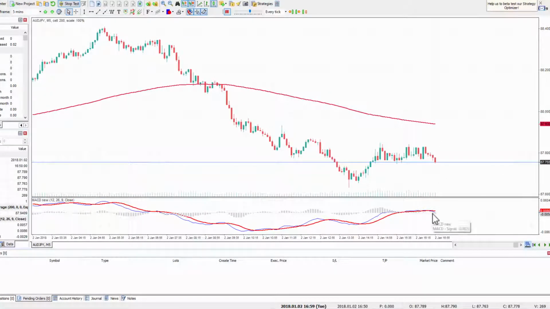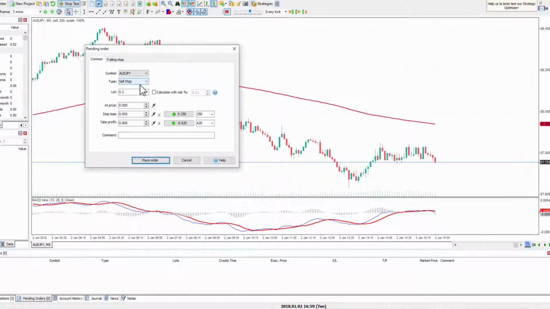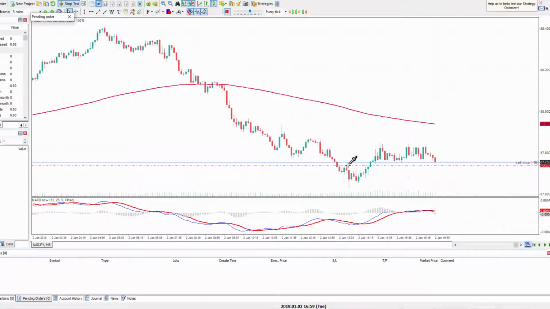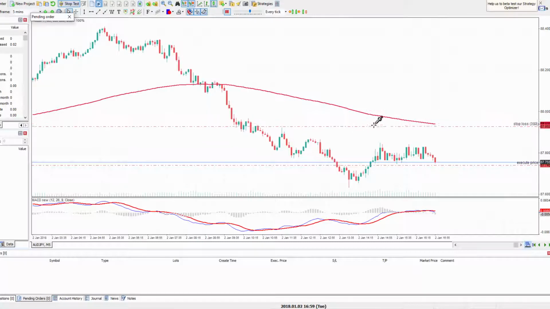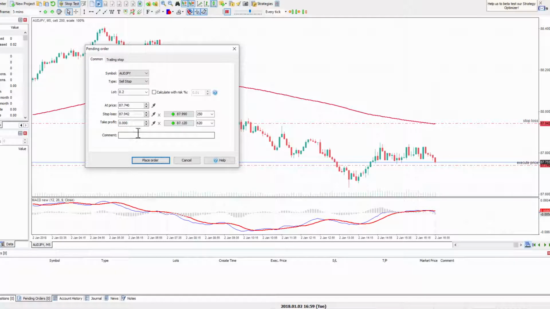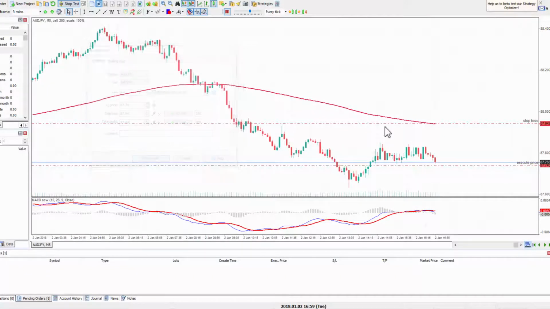Okay, we have our crossover here in a downtrend, so it's time to sell. I will set it up as a sell stop, so I'll set it below the current price. Stop loss will be the EMA line, so that's 20 pips away. The take profit will be 1.5 R, so in this case, it will be 30 pips. I type in 300 here because this is in micro pips, so 300 is 30 pips away.